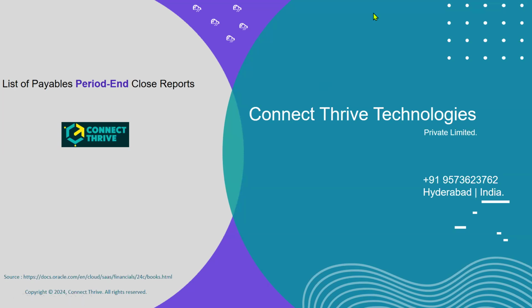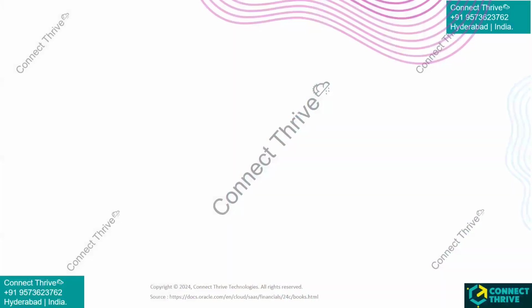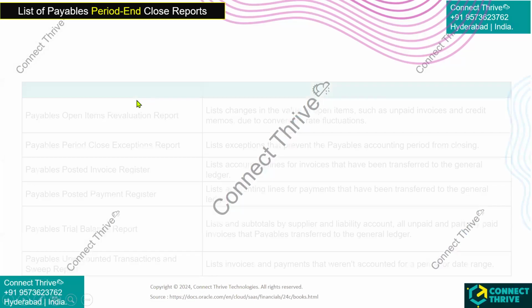Today I'm going to explain one more beautiful interview question. So in the AP module, let's see what it is: the list of Payables period close reports available in the AP module. We'll see in detail. So here we have the list. We'll see them one by one.